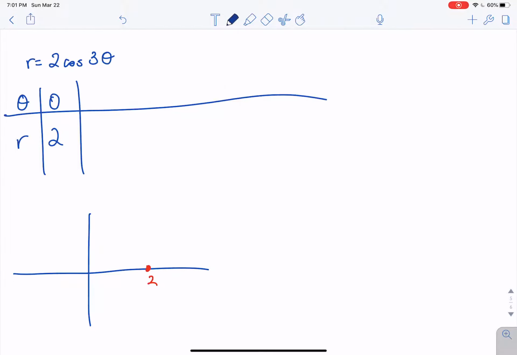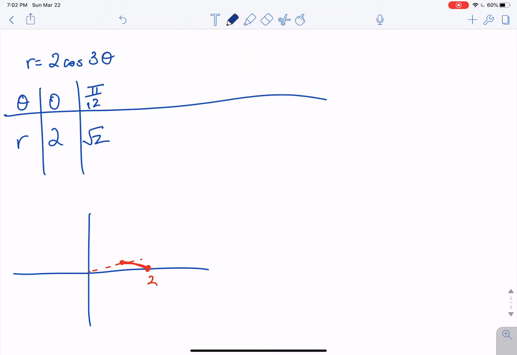Then let's go up to pi over 6. Actually, since I'm multiplying it by 3, let's do pi over 12. Go up just a little bit. So 3 times pi over 12 is pi over 4. Cosine of pi over 4 is root 2 over 2. Times 2 is root 2. So at pi over 12, which is somewhere around here, we're at root 2, which is about 1.4. So we're somewhere over there. And so we've graphed this bit now.